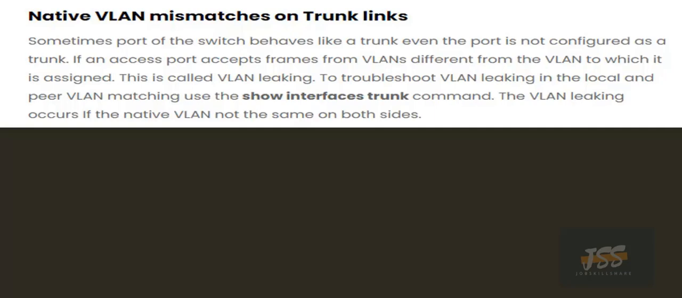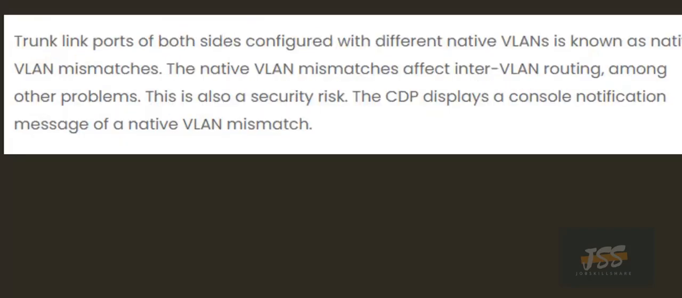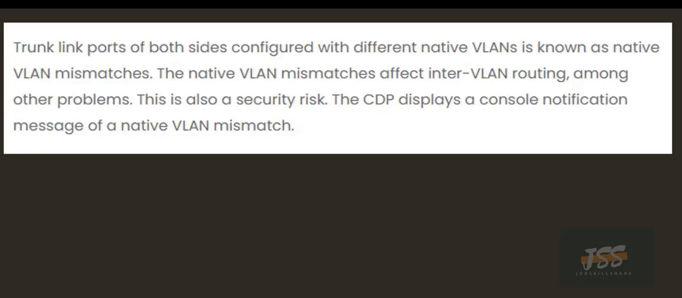To troubleshoot this VLAN leaking problem in the local area network, and to see the VLAN matching, we can use the command show interface trunk. I will show you right now in the live lab. VLAN leaking occurs if the native VLAN is not the same on both sides. So on both sides of the switch, the native VLAN should be the same. As you know, trunk link ports on both sides configured with different native VLANs is known as native VLAN mismatch.